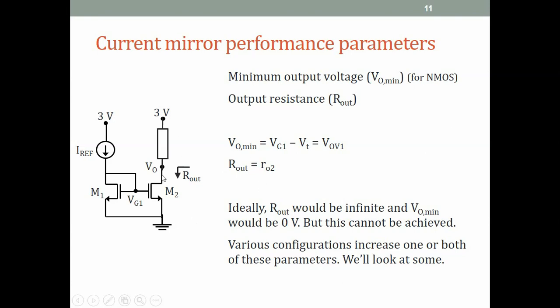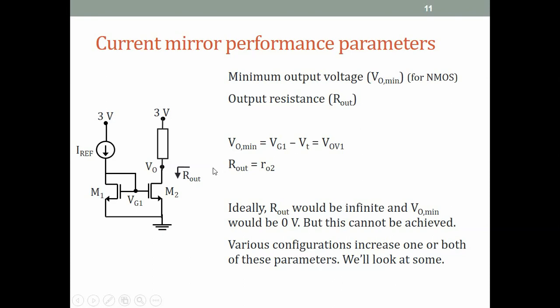So for an NMOS, there is a minimum output voltage below which this circuit will stop acting as a mirror, when M2 goes into triode. And that minimum voltage for this circuit, of course, is the overdrive voltage of M2, which is VGS1 minus VT, which we've called VOV1. And the output resistance of this current mirror is, of course, just the RO of M2, so that is RO2.